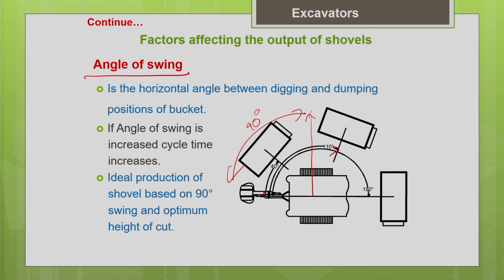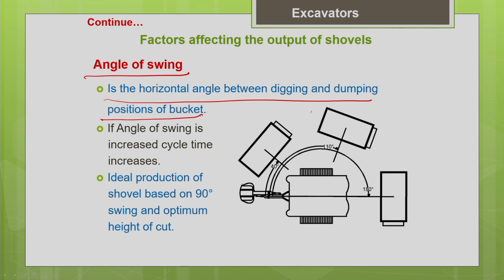As the truck moves far away, your angle of swing will increase. As the angle of swing increases, you can see that your cycle time will increase and the productivity will decrease. So, angle of swing is the horizontal angle between the digging and the dumping positions of the bucket. If the angle of swing is increased, the cycle time increases, you know that.